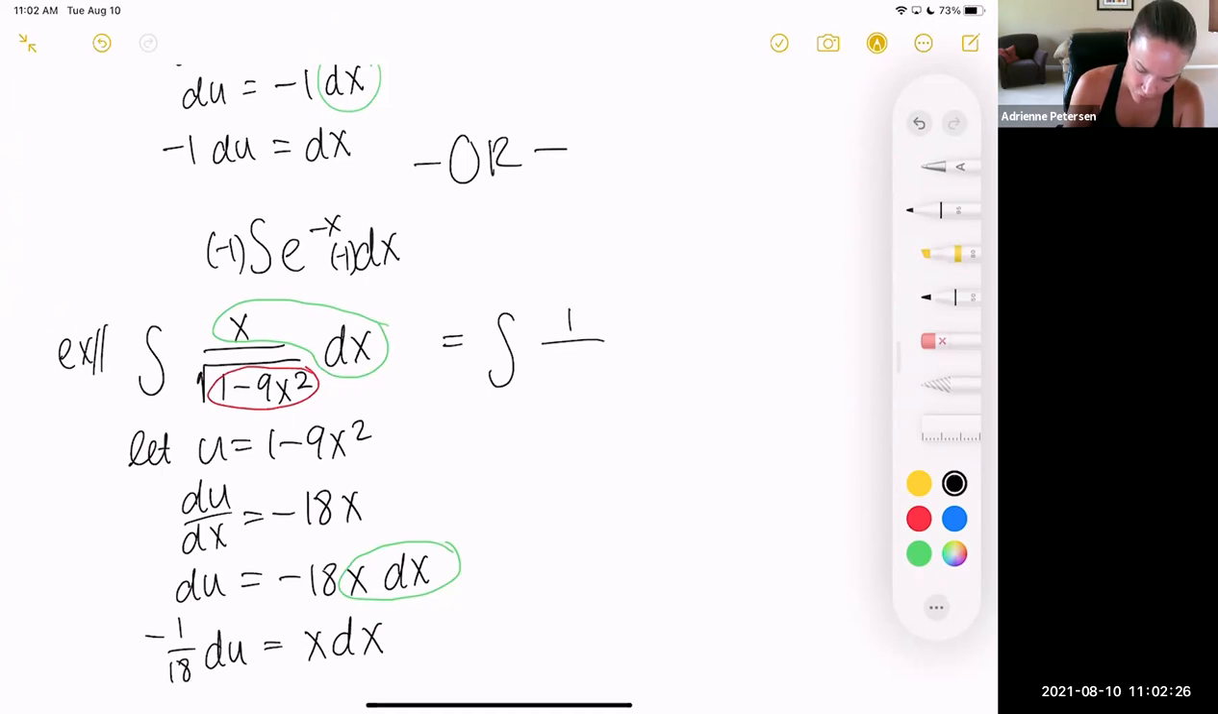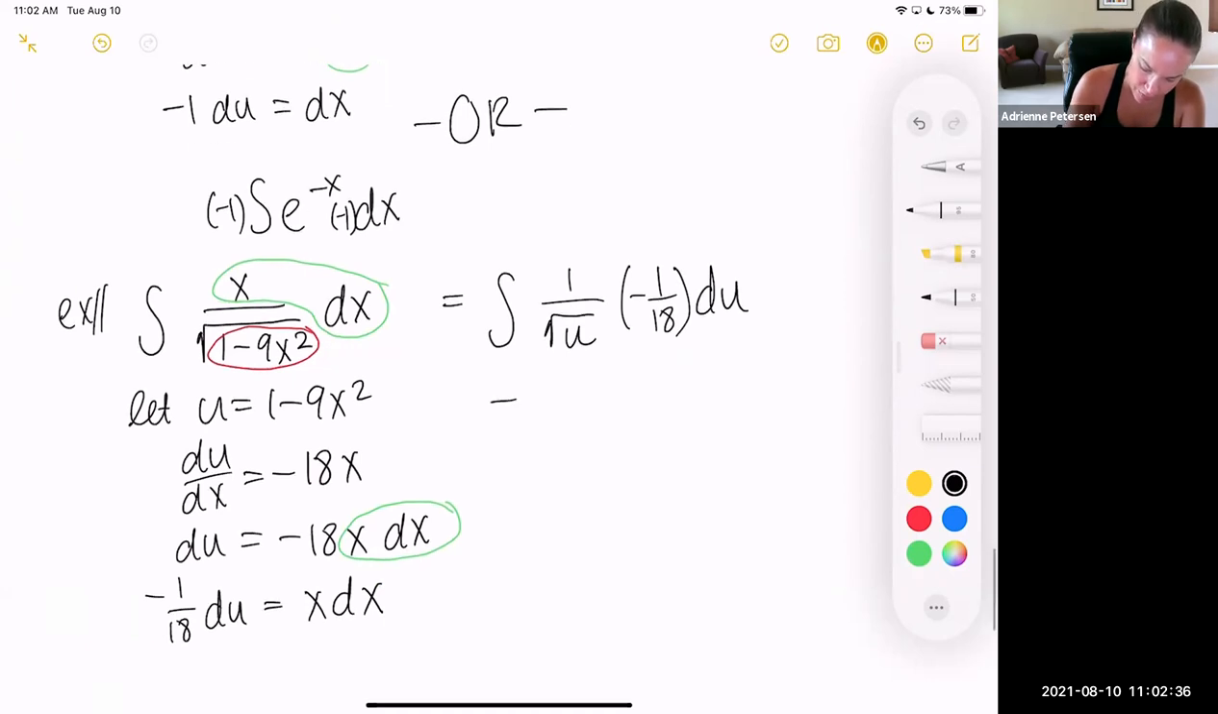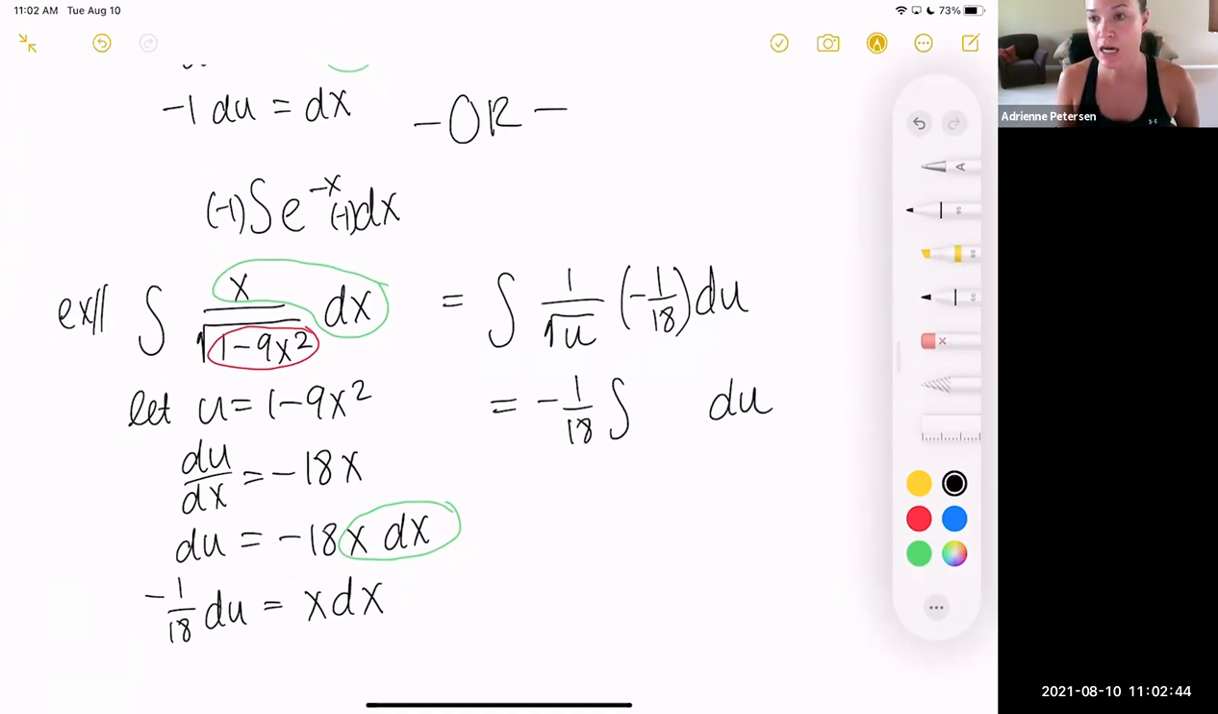So I have 1 over the square root of u, and then x dx is equal to -1 over 18 du. So I'll bring that -1/18 outside my integral. And then as we've talked about already, usually when you have radical expressions or any exponents in the denominators, I think it's easier to apply the power rule once we rewrite this. So I'm going to write this as u to the -1/2. Our reverse power rule says to find the antiderivative, I add 1 to the exponent and I divide by my new exponent.